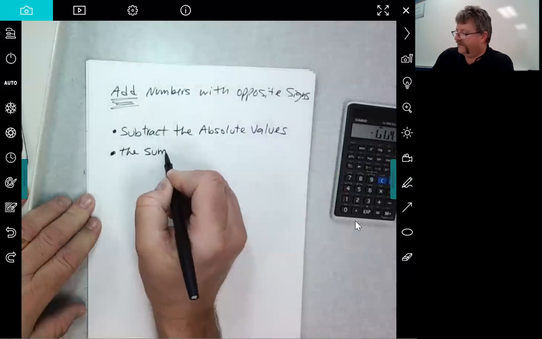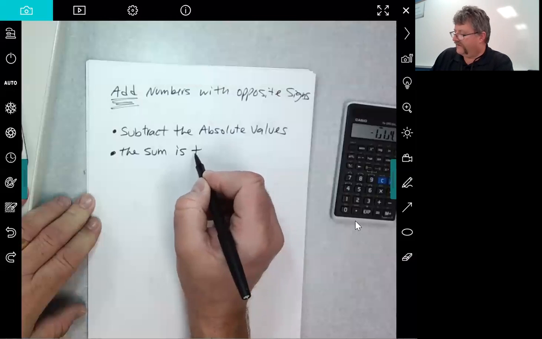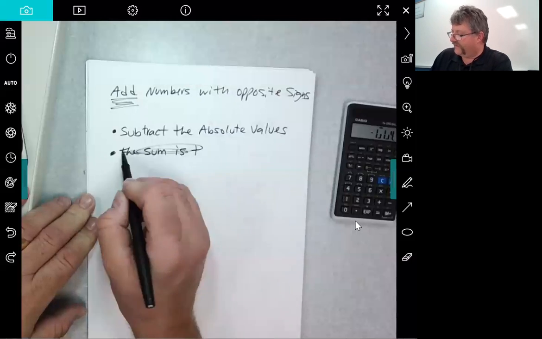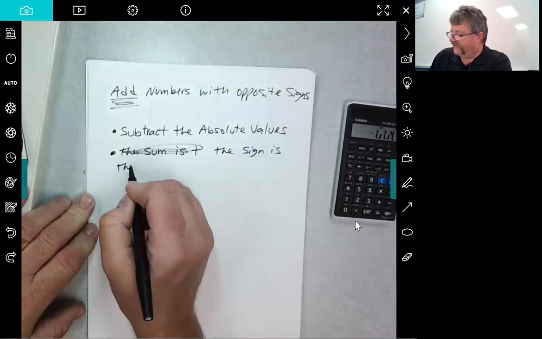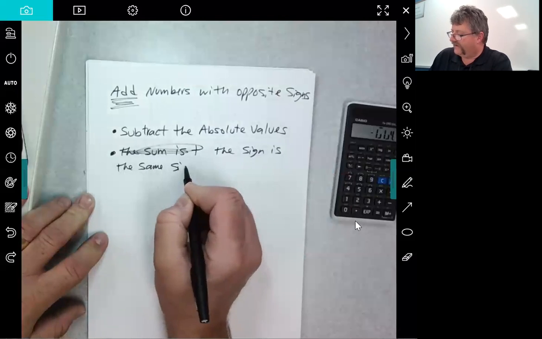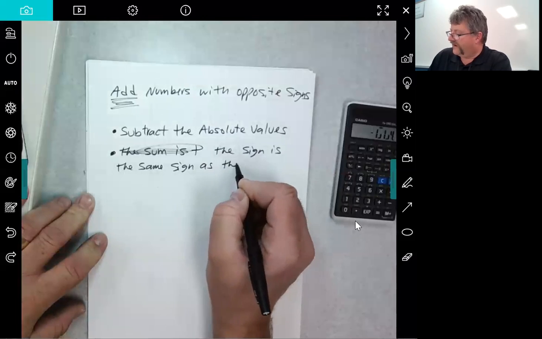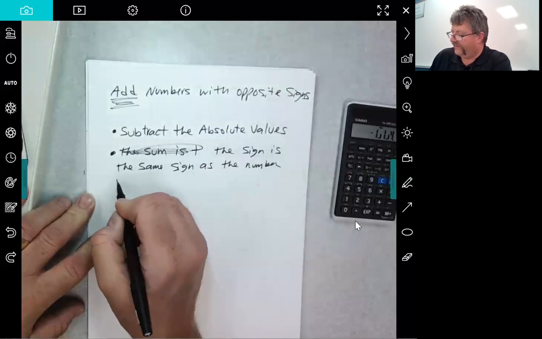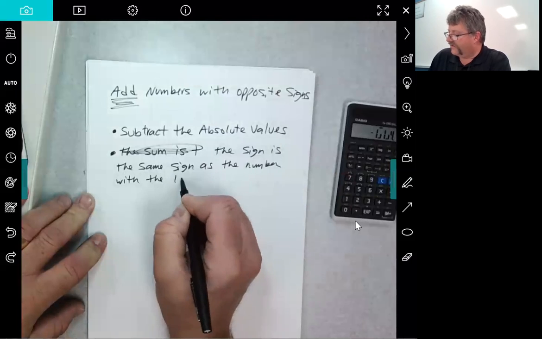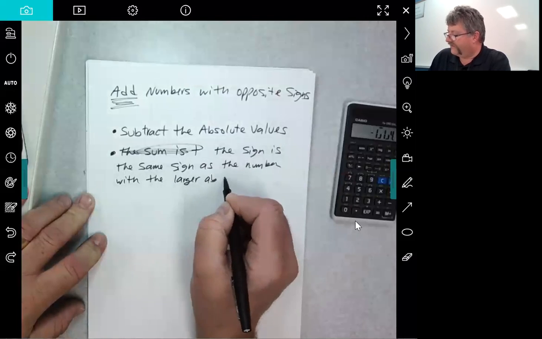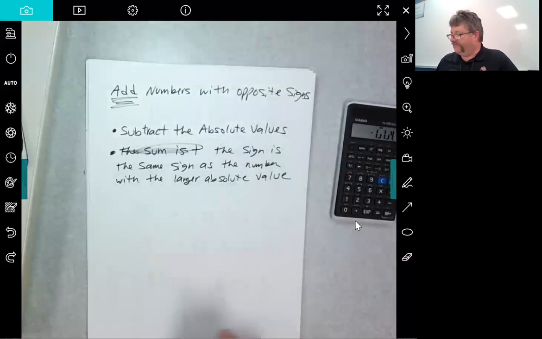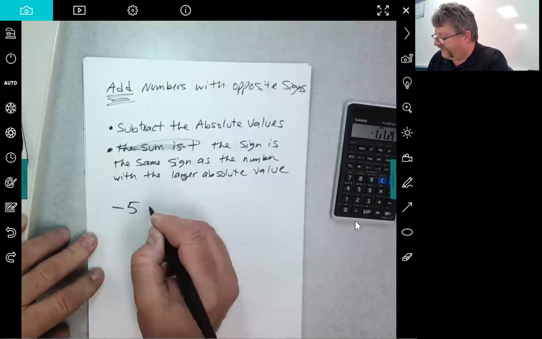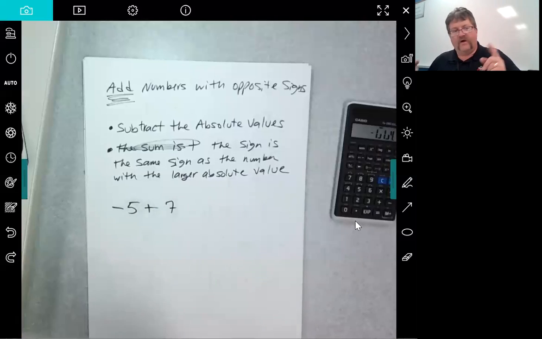The sum is, let me reword that, the sign is the same sign as the number with the larger absolute value. What does that mean? All right, let's do one. Let's take -5 plus 7. One's positive and one's negative, and I'm adding them together, right?